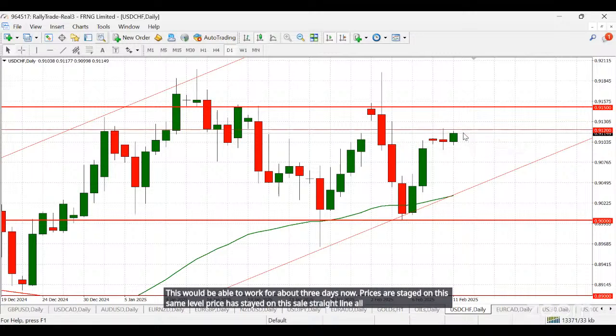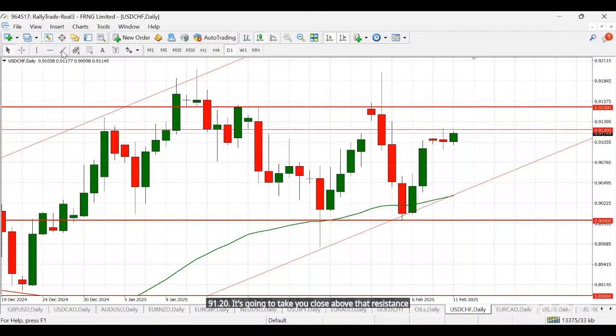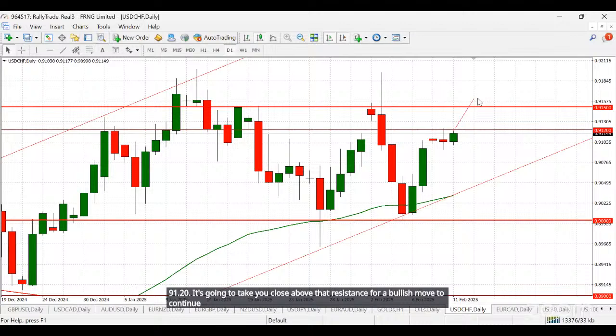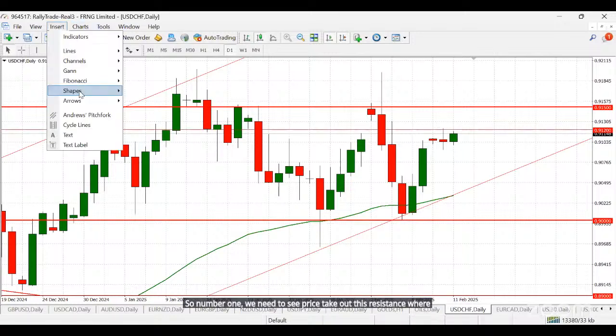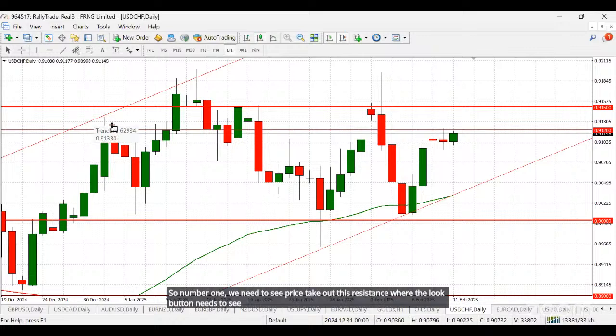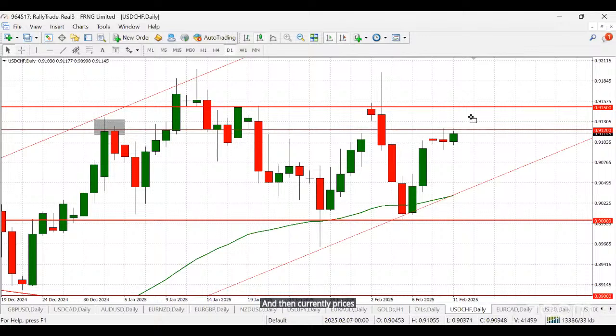All right, so it's going to take a close above this resistance, 91.20. It's going to take a close above that resistance for the bullish move to continue. And then the level at 91.502 would be an important level as well. So number one, we need to see price take out this resistance here. If we look back a little, we'll see why that level is quite significant. You see what happened here when price tested that same 91.20 level, we got some retracement before breaking above the level, and then currently prices are around that level as well. So all of this happening on the daily time frame.